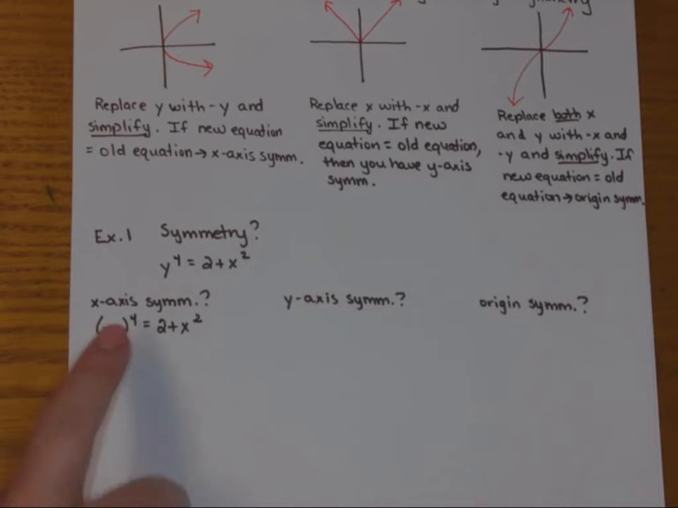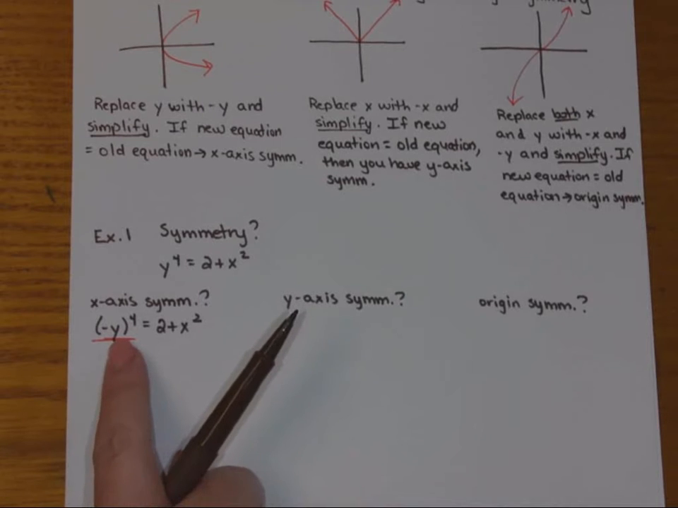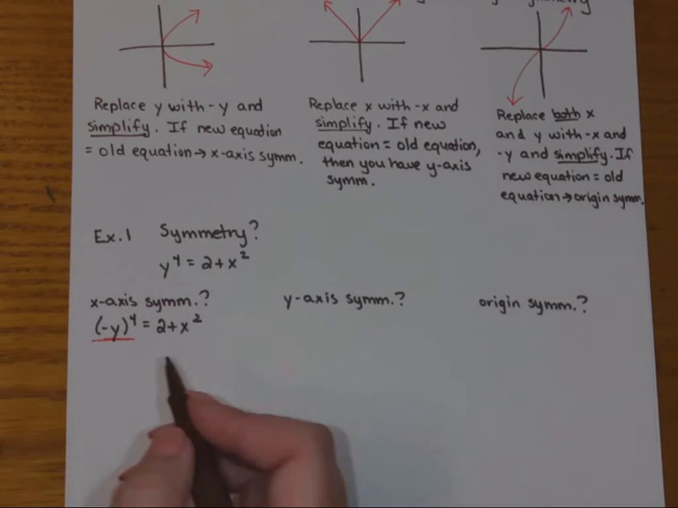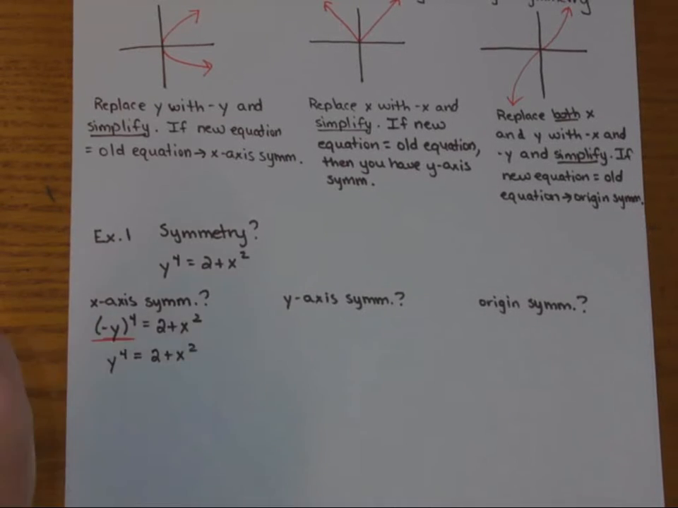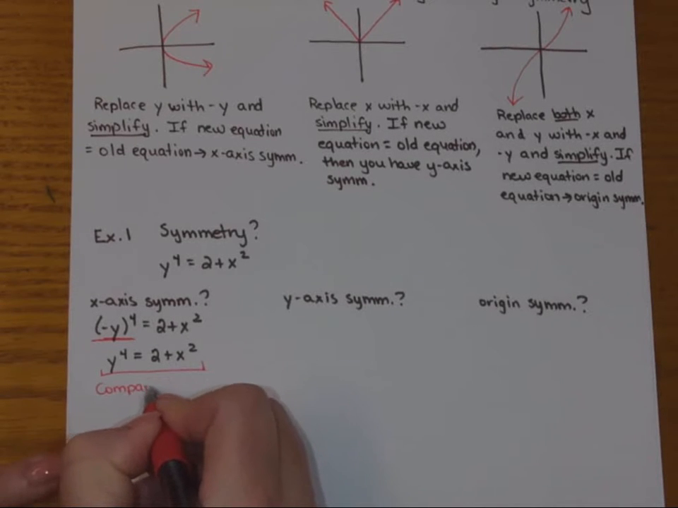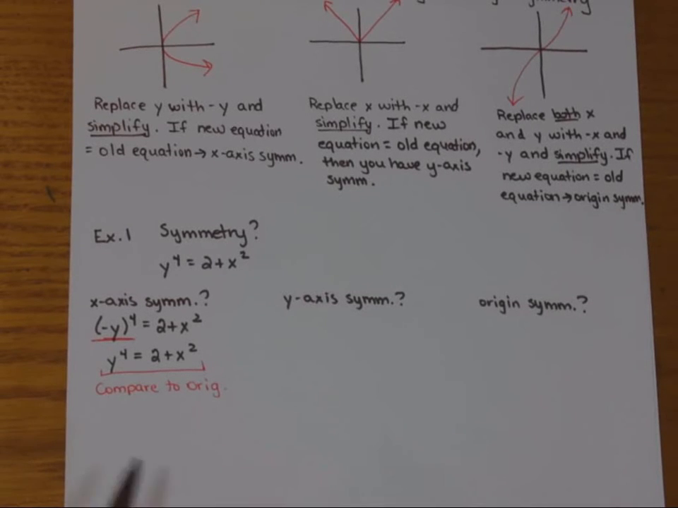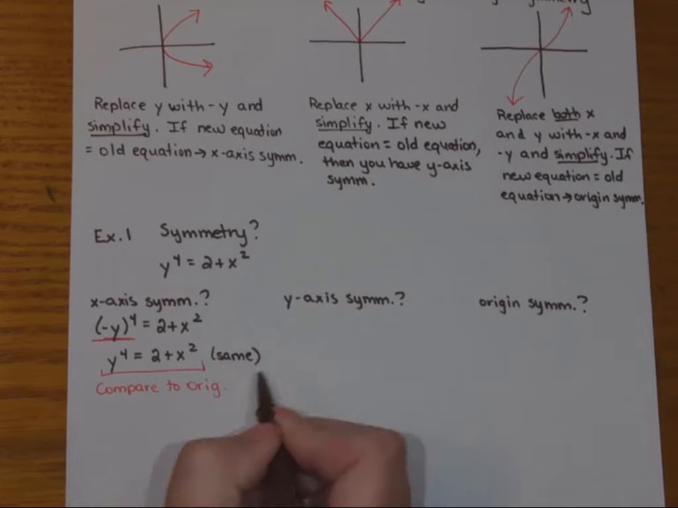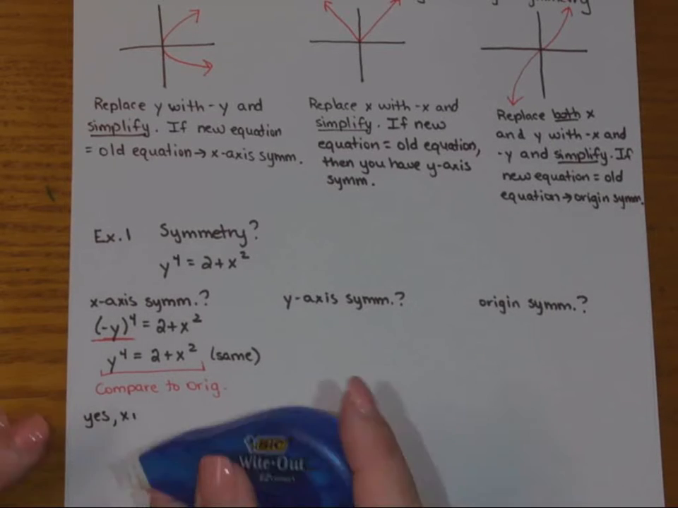In other words, we want to talk about how we can more easily write this term right here. Notice if you have a negative something times itself 4 times, a negative times a negative times a negative times a negative would be a positive. So this is y to the 4th equals 2 plus x squared. Then what you do with this is you compare to the original. And hopefully you see that the original is exactly the same. So because it's the same, that means, yes, it has x-axis symmetry. Here, right there.